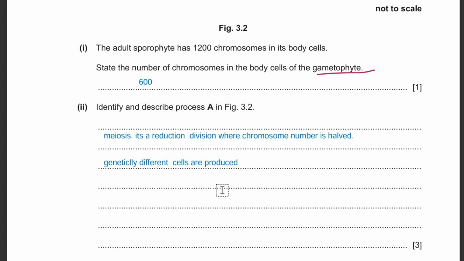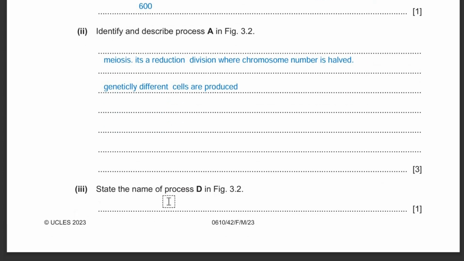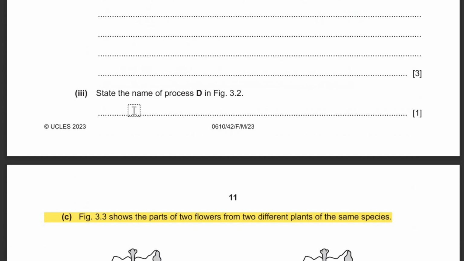So that is the answer to this question. Now part 3 says state the name of the process. The zygote is formed. A zygote is a result of the fertilization of 2 gametes. The male gamete with the female gamete fuses and they form a zygote. So what is the name of the process named in D? It's going to be fertilization.